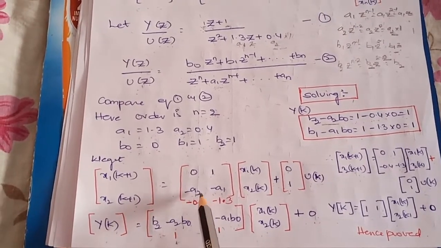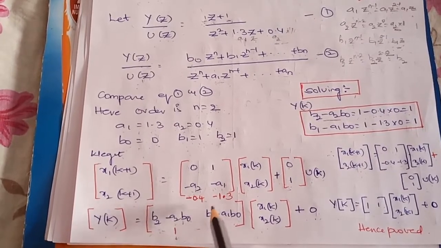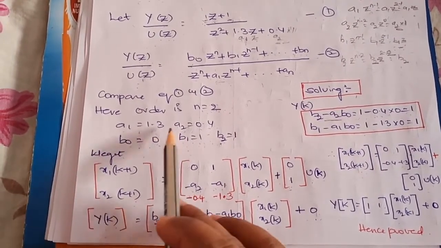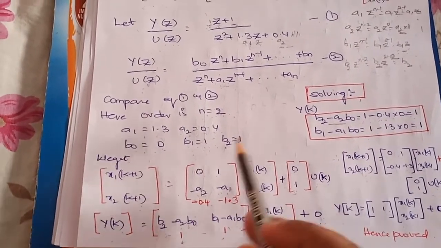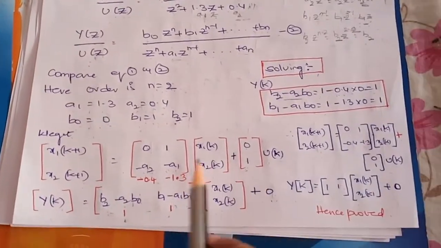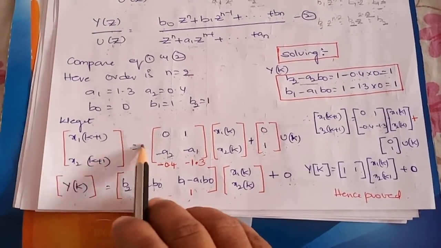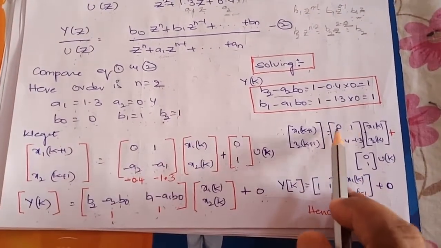Now we have all the values. We have the a2 value, a1 value, b2 value, b0 value, b1 value. Just substitute all these values in this expression and we will get the required solution. Now we will see how to solve. First we will represent this one. x1 of k plus 1, x2 of k plus 1 equals 0, 1. We have written 0, 1.